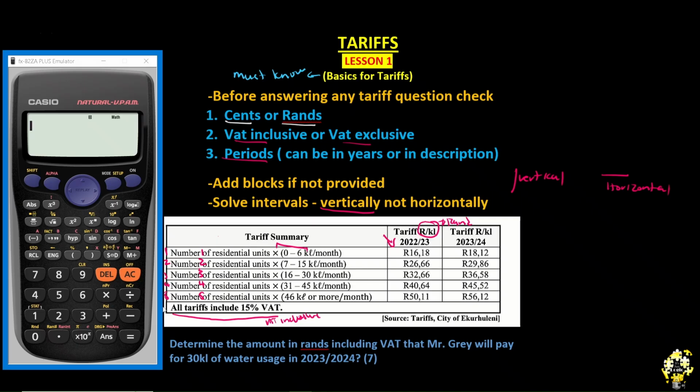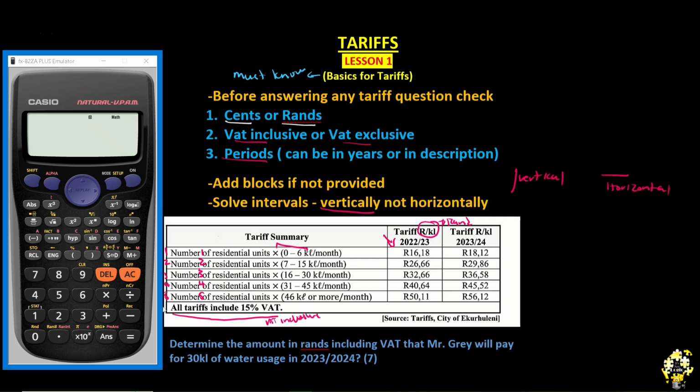horizontally. I do not care which tariffs you are solving, put it always in your brain that I have to solve the intervals vertically and not horizontally. I will show you why. And we are going to use this example here to see exactly why we're supposed to solve them vertically and not horizontally. You solve them horizontally, you are going to have a problem.